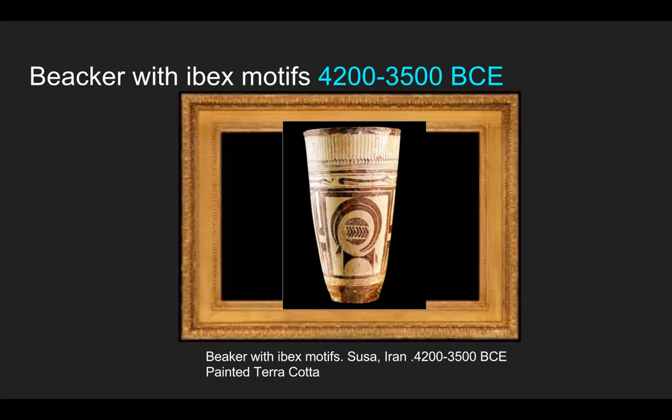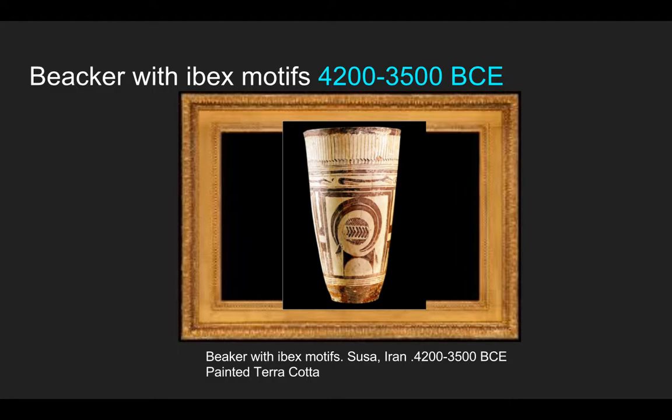Beaker with ibex motif. These pots in this area, the area that this ibex motif was found in, were made and buried with the dead. So these were, again, ritualistic beakers. Possibly made on a slow wheel or hand built. Again, many things are hand built, but the potter's wheel was invented by this time. It was just slow, considered the slow wheel.